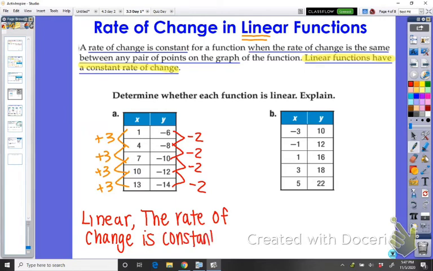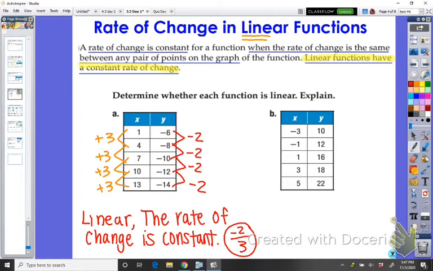Just so you know how to write that, it would be the change in y's over x's. So the change in the y was -2, the change in the x was +3. So that is the rate of change. So this one is linear.